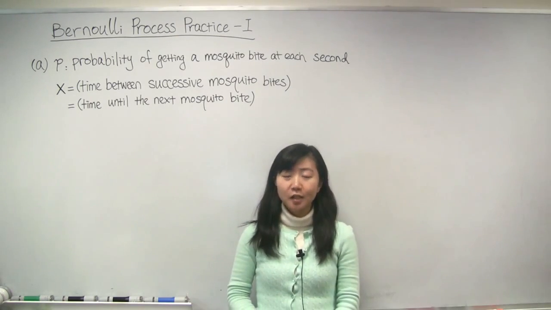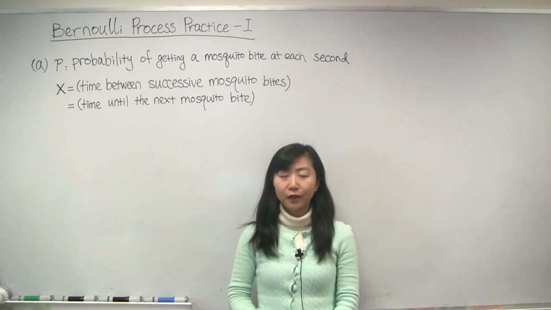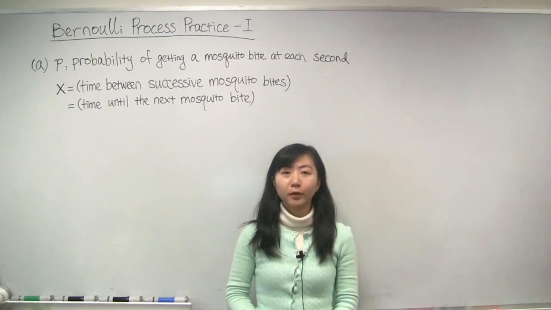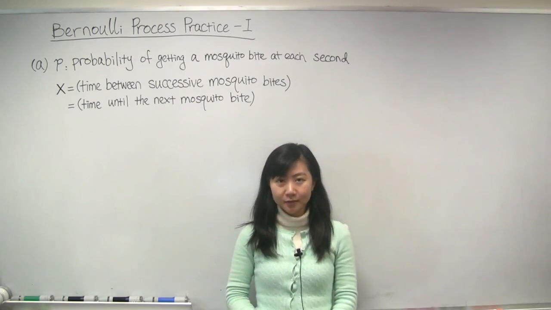At each second, the probability that a mosquito will land on your neck is 0.5. If a mosquito lands on your neck, the probability that it will bite you is 0.2. And the probability that it will never bother you is 0.8. All this happens independently among all mosquitoes.